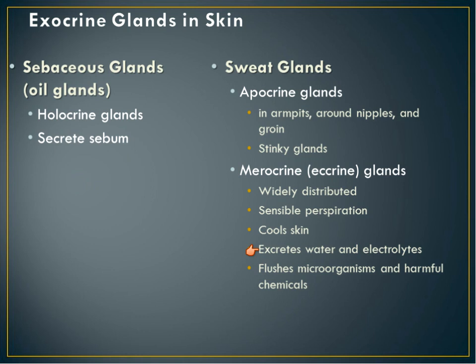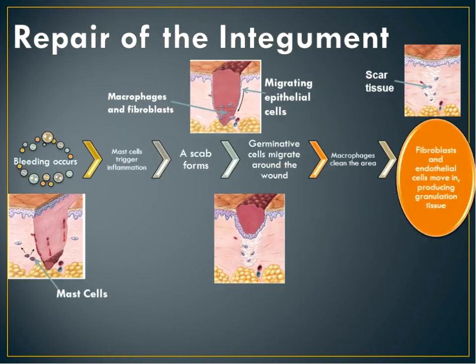So it's definitely water and some salts. If you ever lick something sweaty, or yourself when you're sweaty, it tastes salty. Those are electrolytes: sodium, chloride, potassium, things that you lose. Another job of these glands is that they help to flush microorganisms and any harmful chemicals off of the skin, anything that could possibly go systemic and get inside. It has an antimicrobial role or function to it.